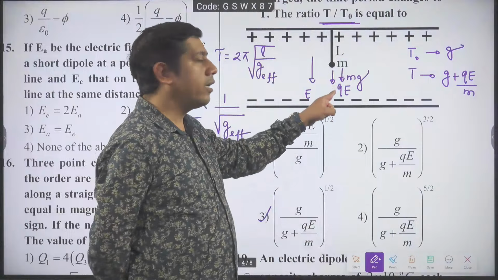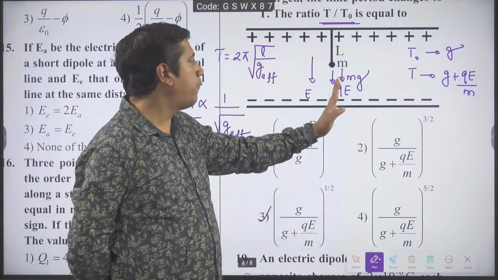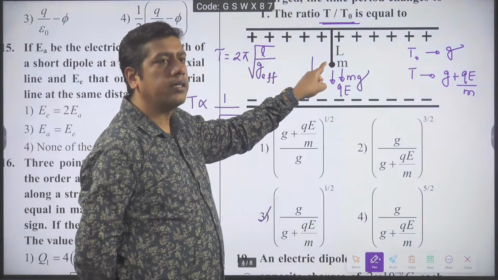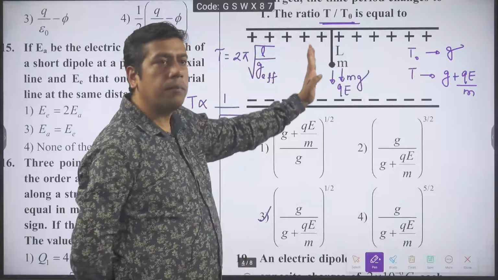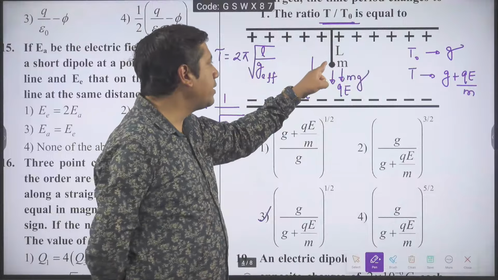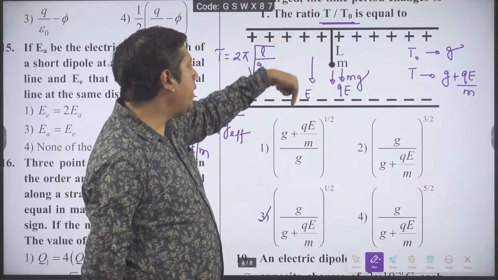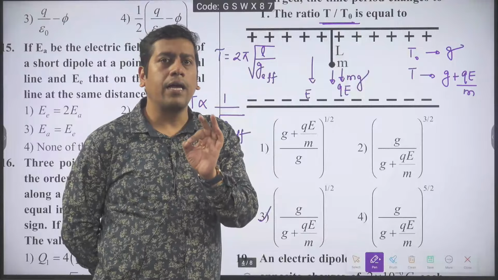When mg and QE are in the same direction, we will take G plus A. If, let's say, they take a negative charge, then QE will be up. Although the electric field will be down, the QE will be up. Don't see the electric field, see the force. So if the charge is negative, then although the field is down, the electric force will be up, then you will take G minus QE by M.